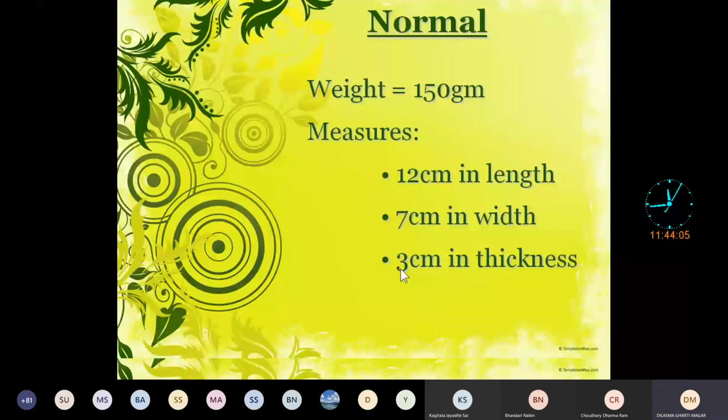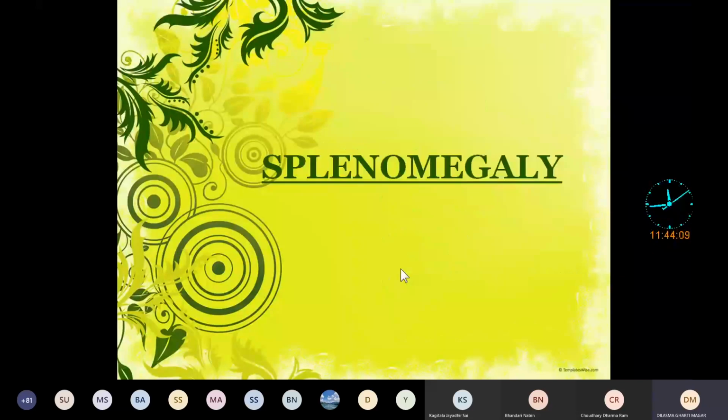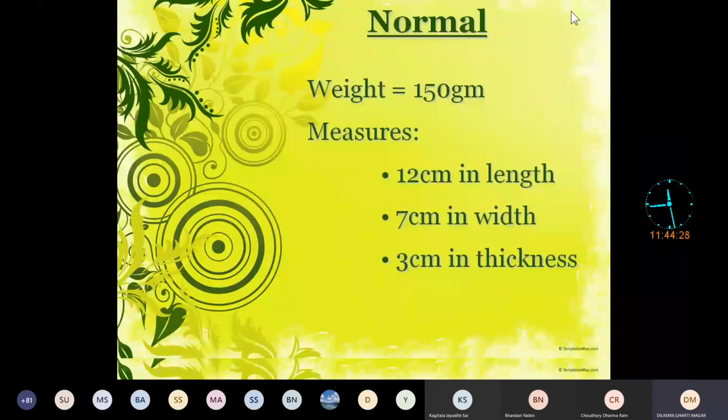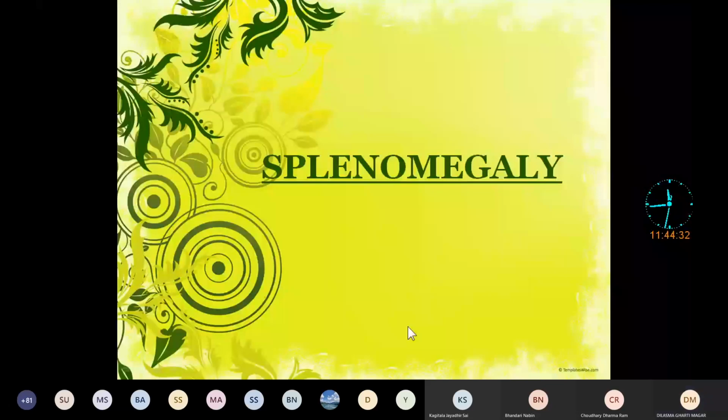So now we'll come to splenomegaly. What do you mean by splenomegaly? If the mic had worked, I would have asked you, but today I'll not be asking, I'll be talking myself only. So splenomegaly means whenever the spleen is enlarged, more than 12 centimeters by 7 by 3 centimeters. Whenever the spleen enlarges more than this size, we call it splenomegaly. So splenomegaly means enlargement of the spleen.